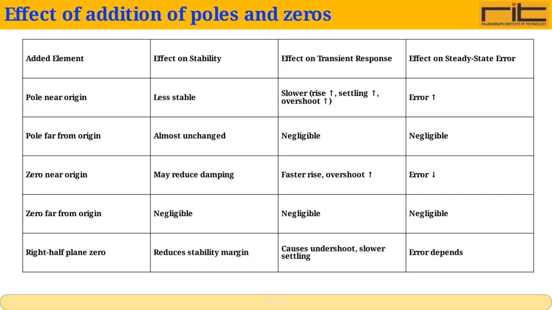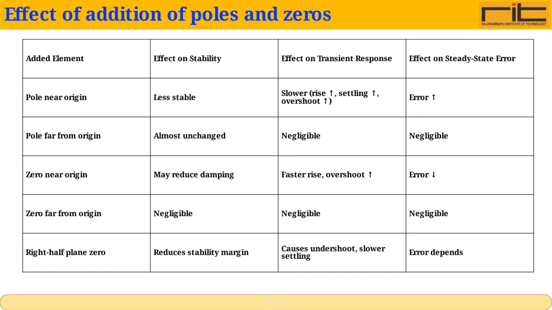Let's take a closer look at how adding poles and zeros affects a system's behavior. Starting with poles near the origin, these tend to make the system less stable. You'll notice the transient response slows down, the rise time, settling time, and overshoot all increase, and the steady-state error also goes up. Conversely, adding poles far from the origin has almost no effect on stability or system response, so their impact can usually be ignored.